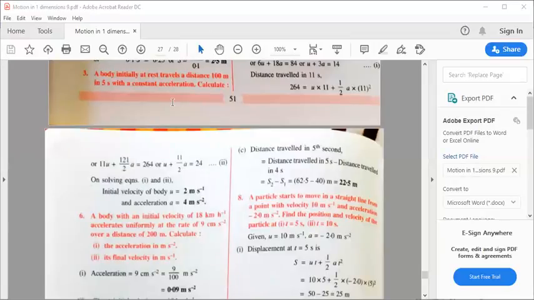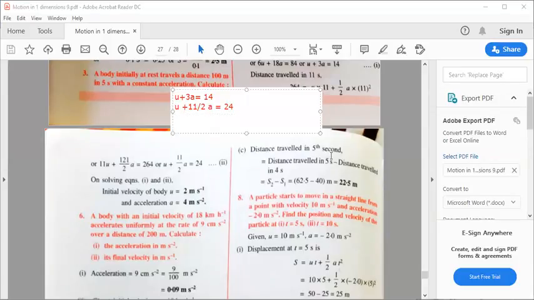Let's take the equations and let's show you how to do it. So what was the first equation? It was the 6u one, so u plus 3a equal to 14. Now the next equation is u plus 11 upon 2 a is equal to 24. So I told you, you have to solve it using simultaneous equations. You can keep them like this. In simultaneous equations, what do we do, Sakshi? I hope you are aware.